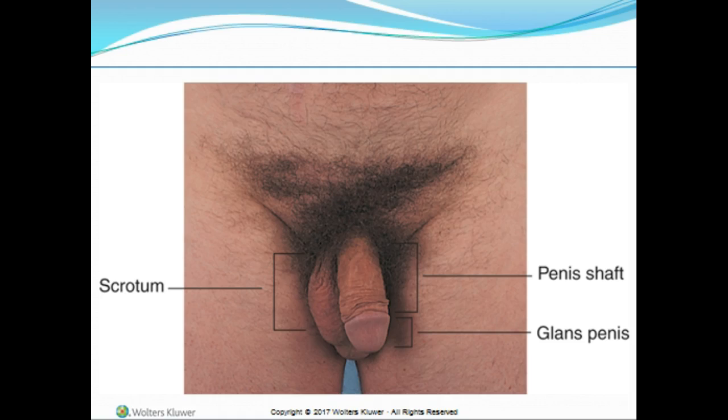This is a picture of the external male genitalia. He could have done a little manscaping before taking that picture, but who am I to judge?